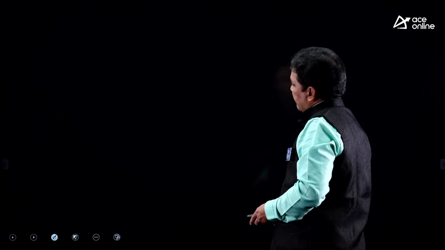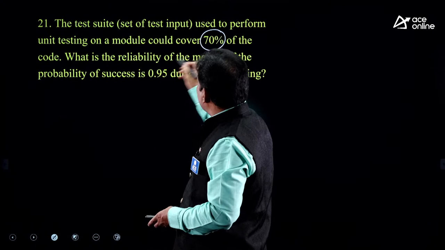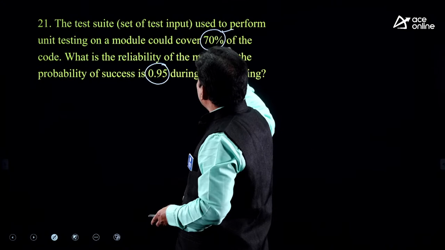The test suite used to perform unit testing on a module could cover 70% of the code. So how much code was tested here? 70%. What is the reliability of the module if the probability of success is 0.9? The testing part is 70%. Then what's the answer here? Just observe.